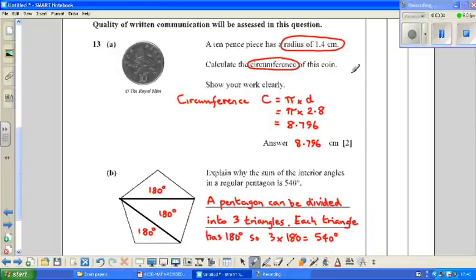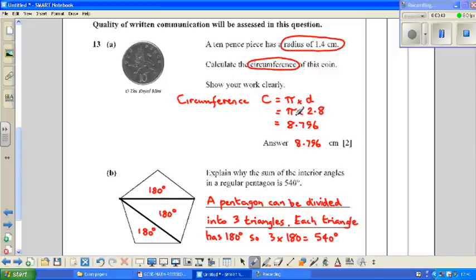Okay, so question 13, first part A is calculate the circumference of this coin. Again, I've circled the key bits of information. It's got a radius of 1.4 centimeters, and you need to remember the formula for the circumference of a circle is C is equal to pi multiplied by the diameter. So first of all, you've got to remember the measurement you've been given is the radius. So you've got to double the radius to get the diameter, so it's going to be pi multiplied by 2.8.